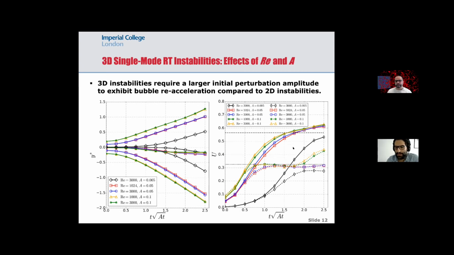And the other interesting thing here, we realized that for the 3D cases, only the cases with very high perturbation amplitude, the bubble reaccelerates, which we can then conclude means that the 3-dimensional cases require a higher initial perturbation to show such bubble reacceleration, or if you like, non-linearity.